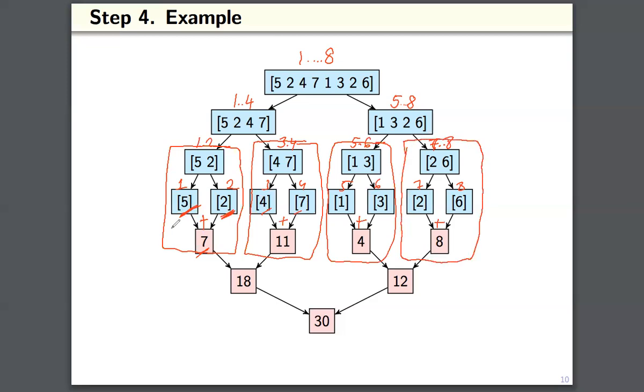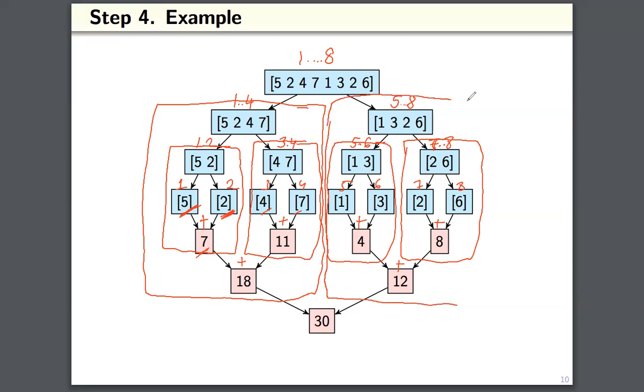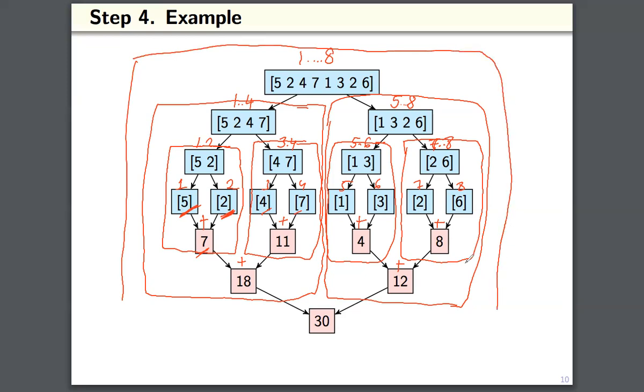Now you have the solutions to these two subproblems. 7 plus 11 is 18. That is the solution to this subproblem. Make sense? 4 plus 8, 12. This is the solution to this big subproblem, 5 to 8. And 18 plus 12 is 30. That's the solution to the original problem.